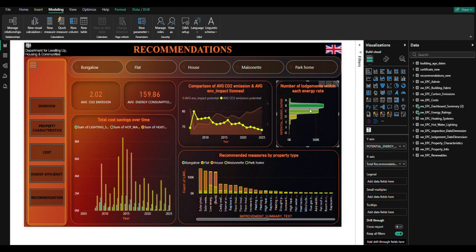Overall, this dashboard supports decision making for policymakers and home owners and contributes to Manchester's long-term energy efficiency and carbon reduction goals.